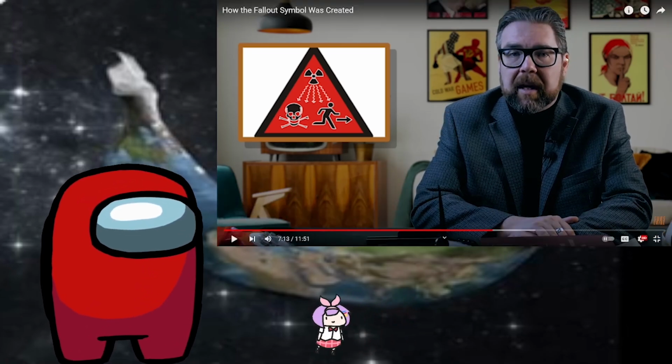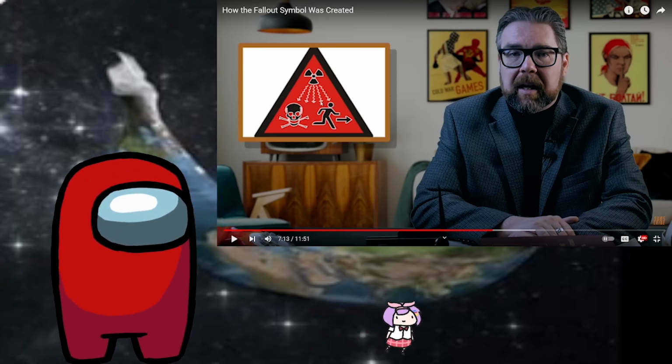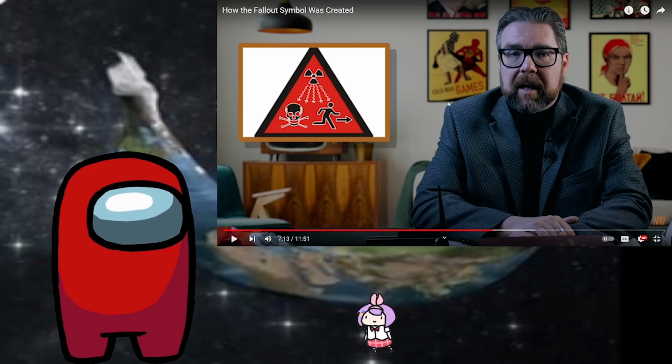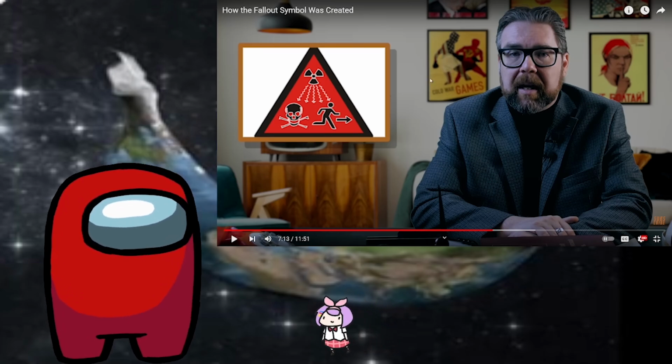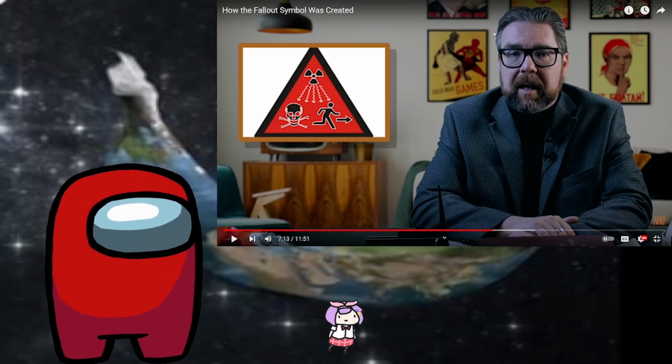But this is not a bad design either. I kind of like it with the radiation up top, spewing radiation, death, and basically the symbol saying to get out as quickly as you can. Yeah, that would also be a good replacement.